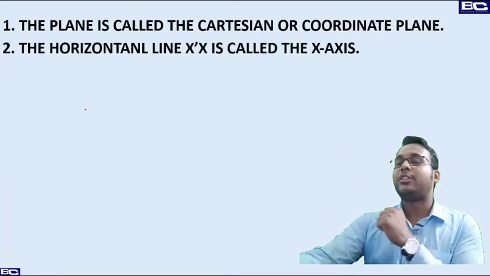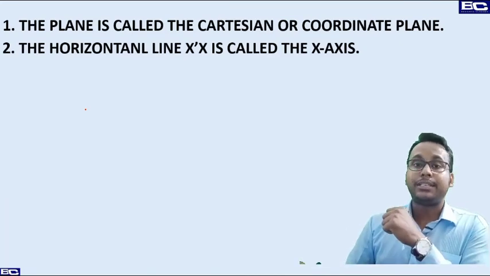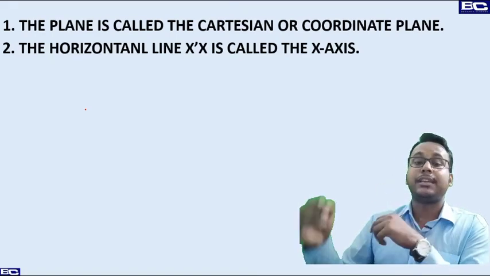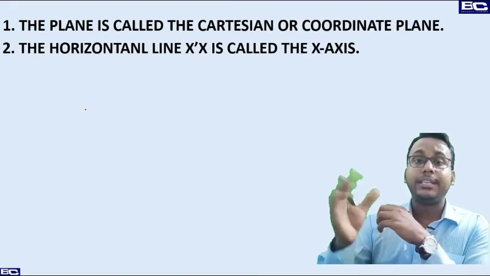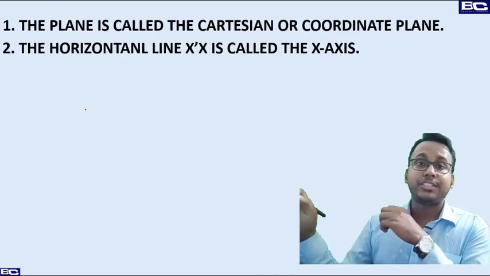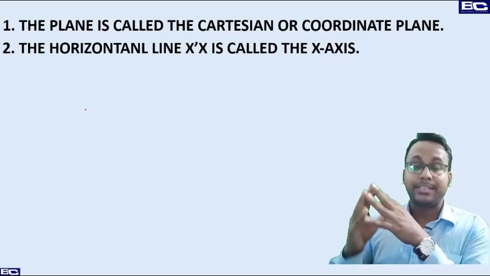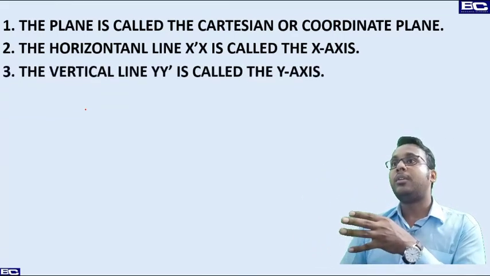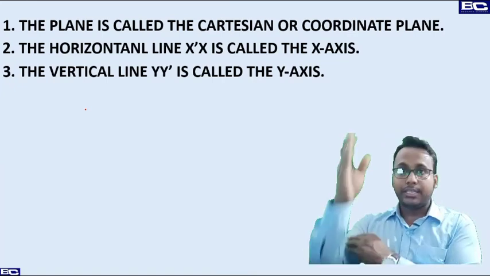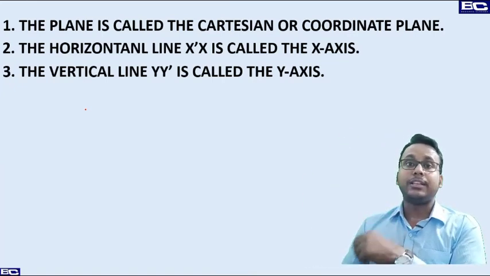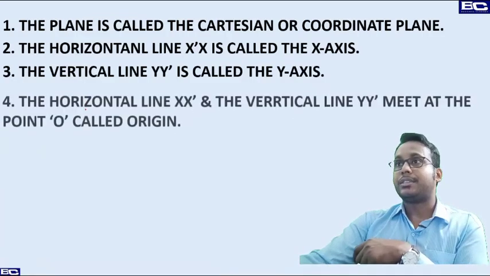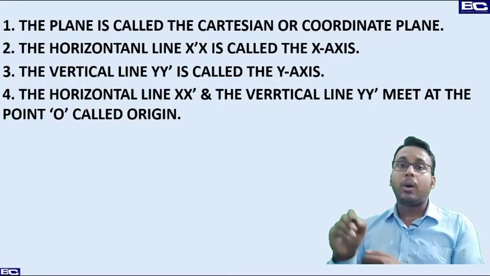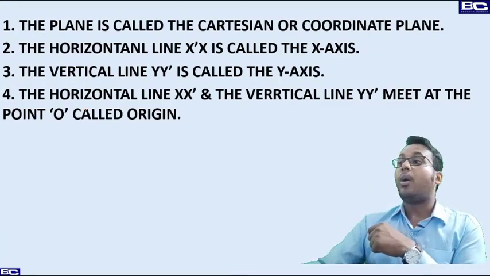Now in that coordinate plane or Cartesian plane, the horizontal line that we have seen, X dash X, that horizontal line is called the x-axis. You can't say, sir, it is p-axis, q-axis. It is a nomenclature, it is already taken. So you need to remember that the horizontal line is called the x-axis. In coordinate geometry, you need to use that nomenclature, x-axis. Similarly, come to Y dash Y, that vertical number line we have checked out, that is called the y-axis. Similarly, the horizontal line and the vertical line, the crisscross point or the intersecting point, is called the origin.